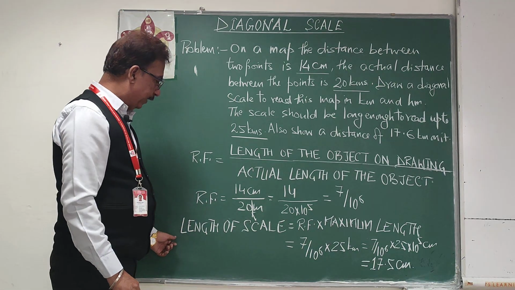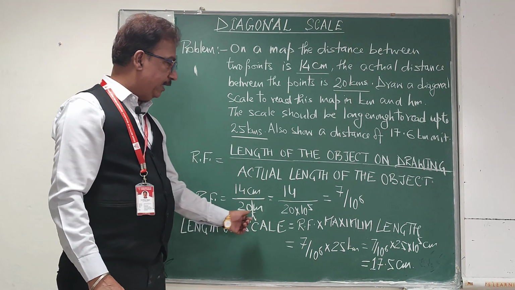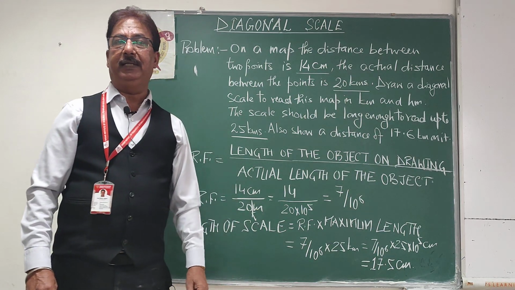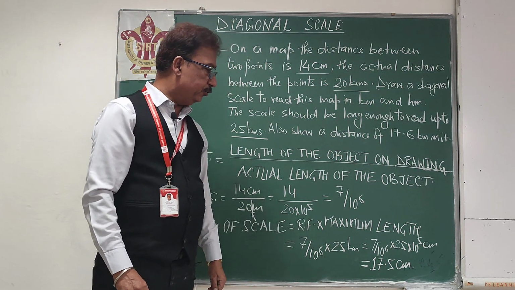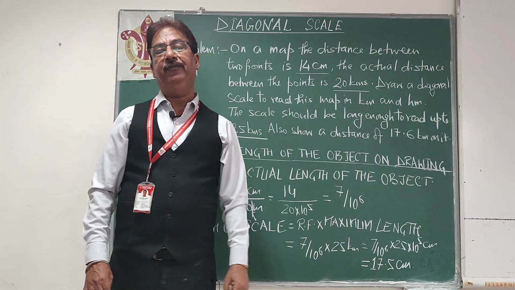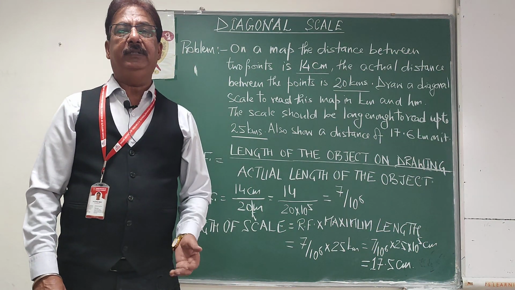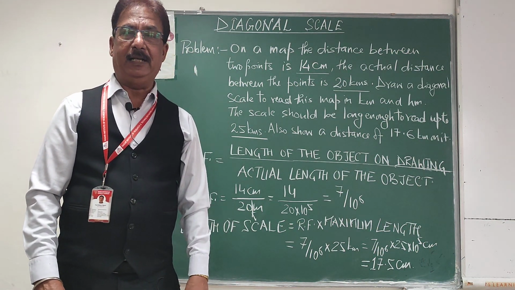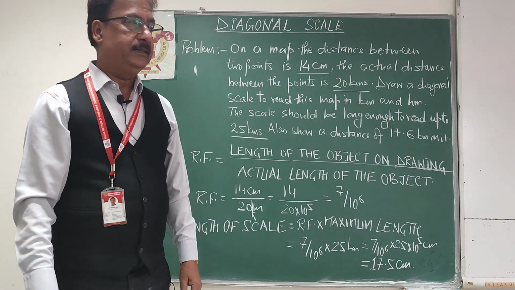Now after that we will find out the length of a scale. That formula will be, again you know that length of a scale will be RF into maximum length to be measured, and so that will be 7 upon 10 to the power 6 into 25 kilometer. So that comes almost 17.5 centimeter. So what I am going to do, I will start with a line 17.5 centimeter length, and then we will begin to draw the diagonal scale.